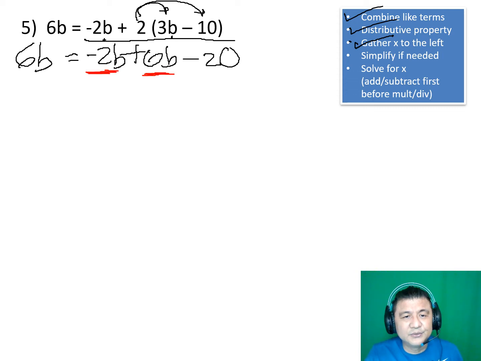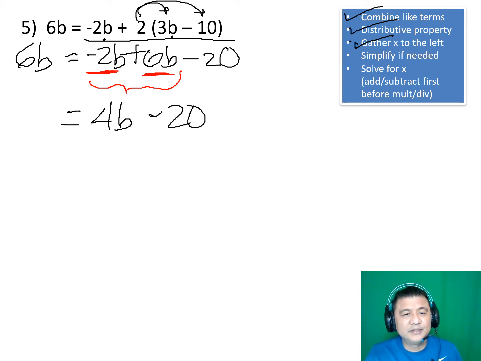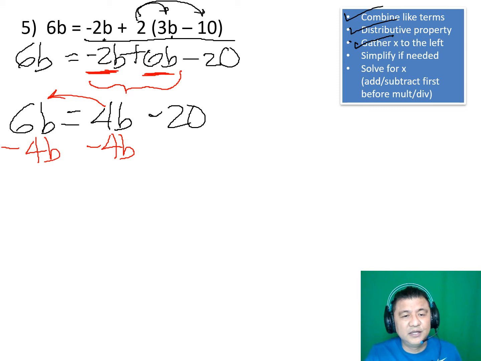Before I gather you, let me organize these two first because it's messy. Negative 2 and a positive 6 is 4B. Agree? All right. Then bring down the minus 20 and the 6B. Now, I can get rid of 4B. How do I get rid of it? The opposite of positive 4B is minus 4B, to the right and to the left. So that cancels out.